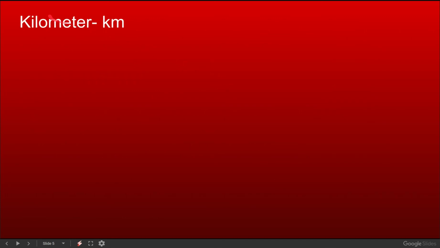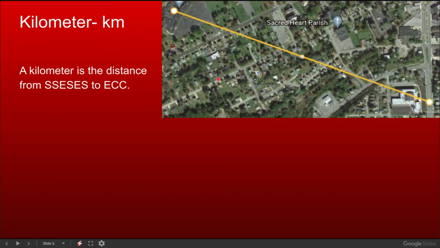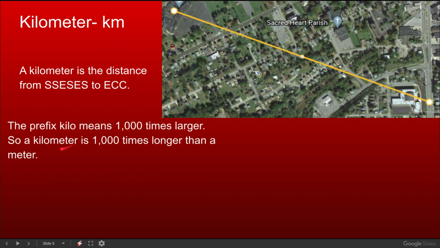And we'll get to that one here. So kilometer, the abbreviation km, is roughly the distance from South St. Mary's Street Elementary School all the way to Elk County Catholic as a crow flies. So not if you'd take the streets, but if you'd take a straight line from one to the other, that would be roughly a kilometer. And as mentioned before, the prefix kilo means 1,000 times larger. So if I took 1,000 meter sticks and put them front to back, it would be 1 kilometer in length.